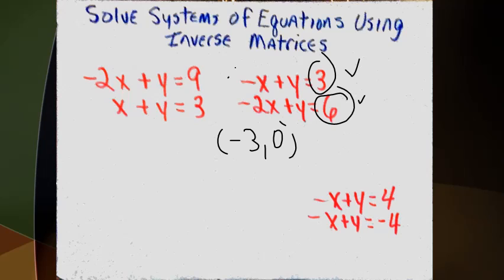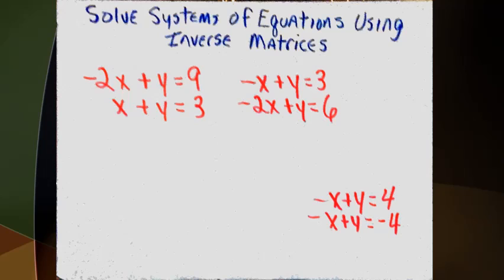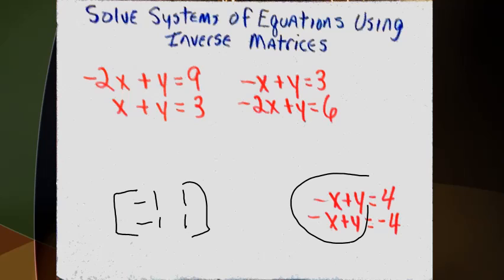This has got a little bit different wrinkle on it. But let's build in our coefficient matrix first. Well, I got minus 1, and I got 1, and I got minus 1, and I got 1. Remember, I'm pulling from these coefficients right there. And my constant matrix, I've got 4 and minus 4. All right, I'm ready to head back over to the calculator.